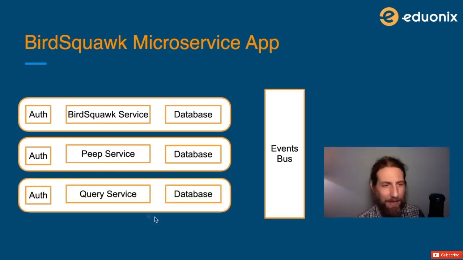So now let's say we added our query service back into our bird squawk microservice app. And we're going to add an events bus. That events bus will work like this. When someone posts in the bird squawk service, it's going to emit an event that'll carry the data from the post over to the events bus, and then the events bus will send it over to the peep service and over to the query service. So that way the data can get from the bird squawk to the peep and the query.